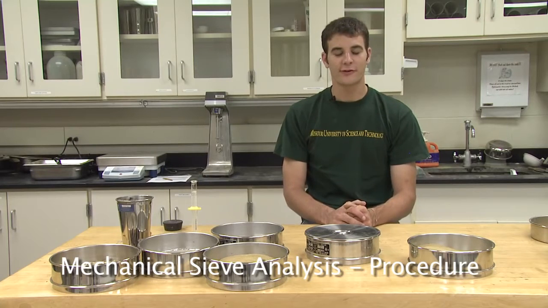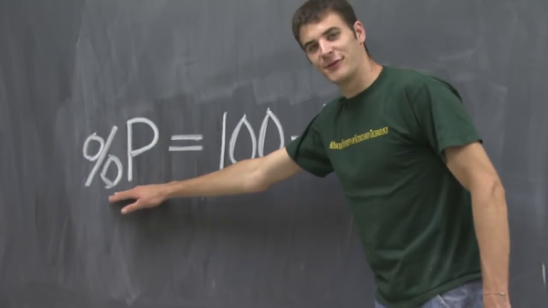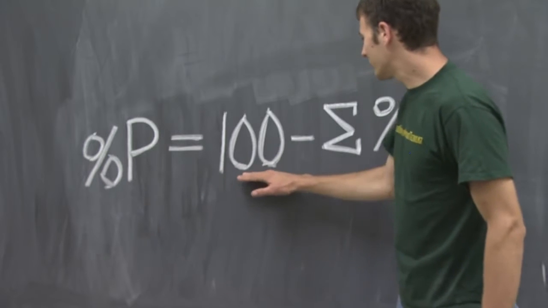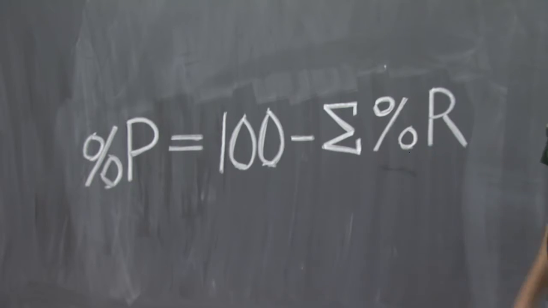Compute the total retained mass by adding the individual masses retained on each sieve and in the pan. The total mass should be within plus or minus 2% of the original mass. If there is a greater difference than this, the test must be rerun. The percent passing a specific sieve is 100 minus the summation of all the percent retained on that sieve and the sieves prior to it.